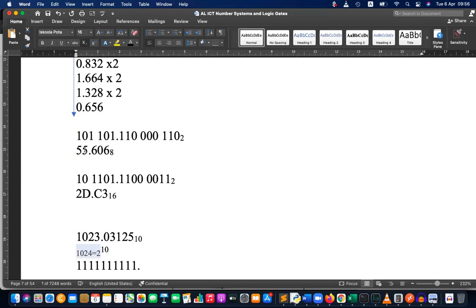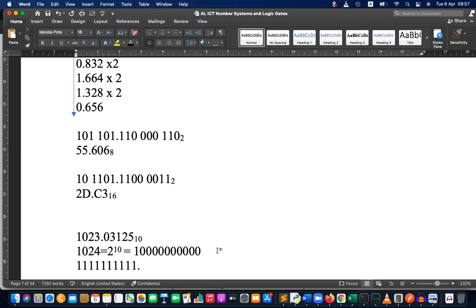If it is 2 to the power 10, that is equivalent to 1 followed by 10 zeros. 1, 2, 3, 4, 5, 1, 2, 3, 4, 5. This is 2 to the power 10. Here it starts from 2 to the power 0, and counting 1, 2, 3, 4, 5, 6, 7, 8, 9, and 10, that is 2 to the power 10.